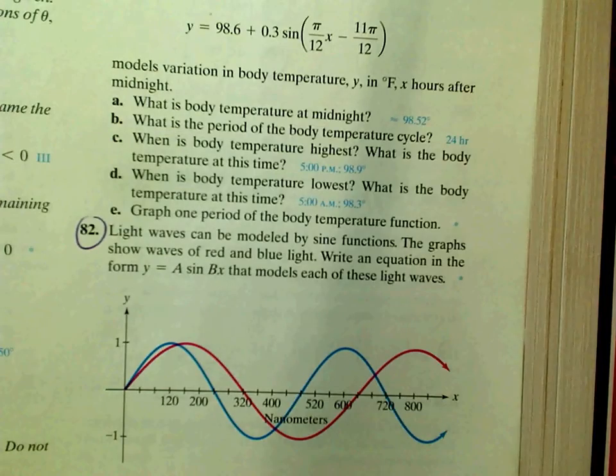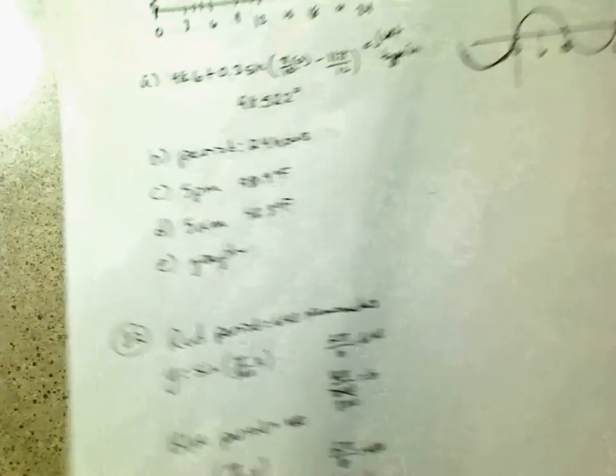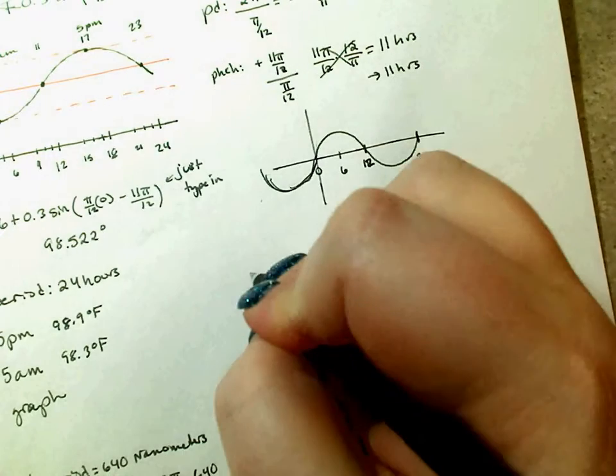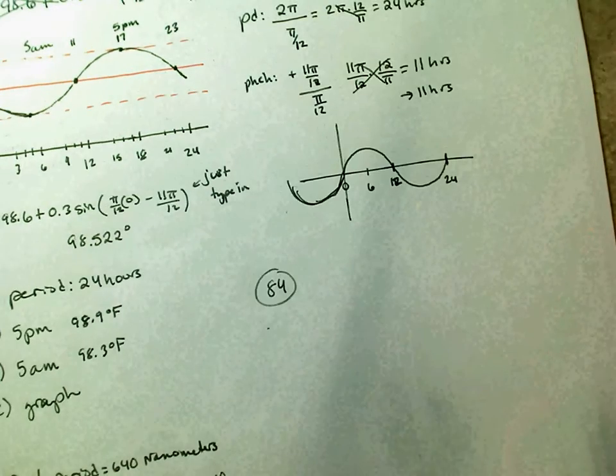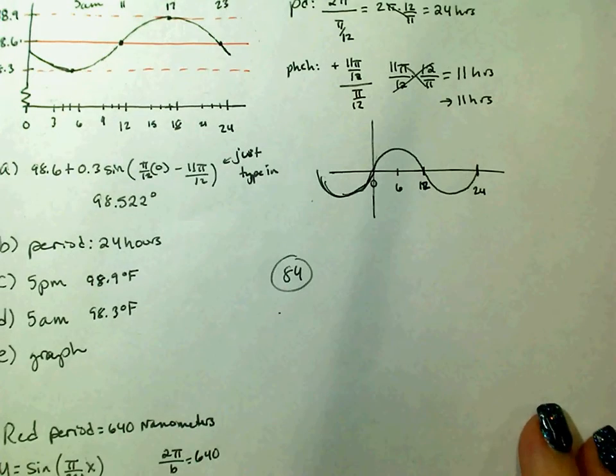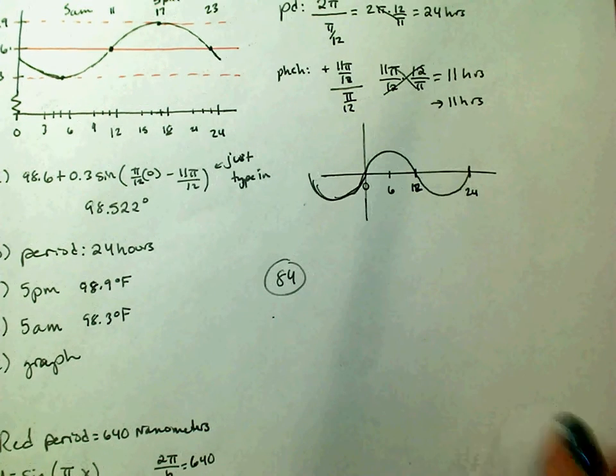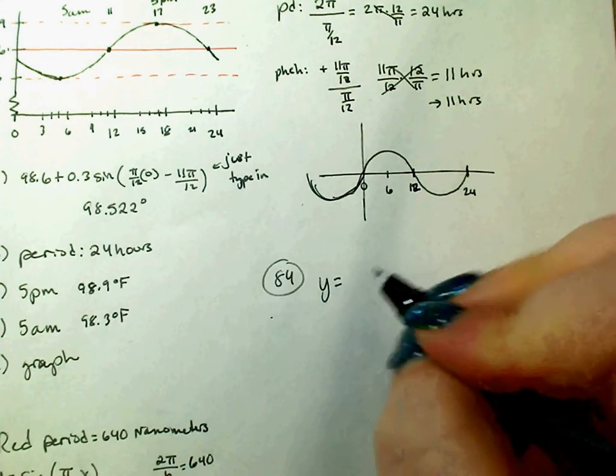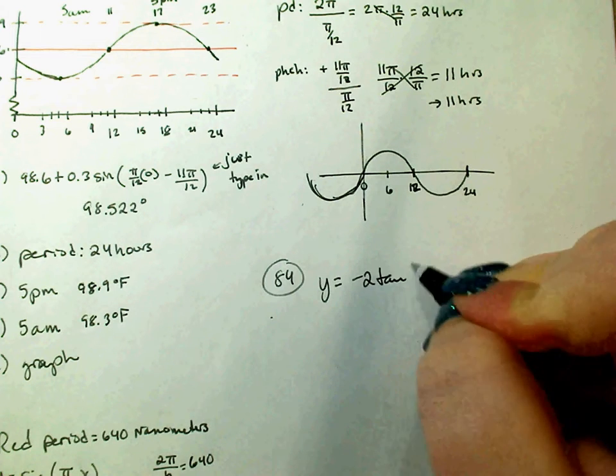Okay. 84. 84 says, graph two full periods of the given tangent or cotangent function. So y equals negative 2 tangent of pi over 4 x. Okay.